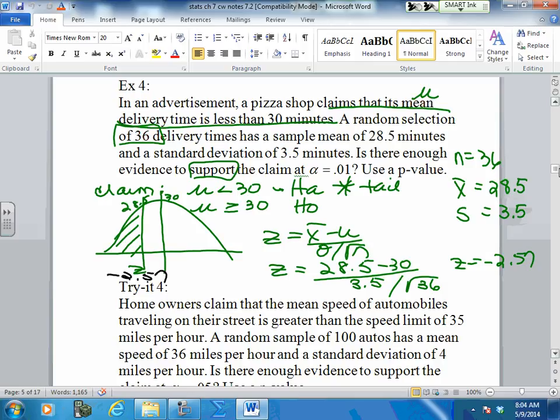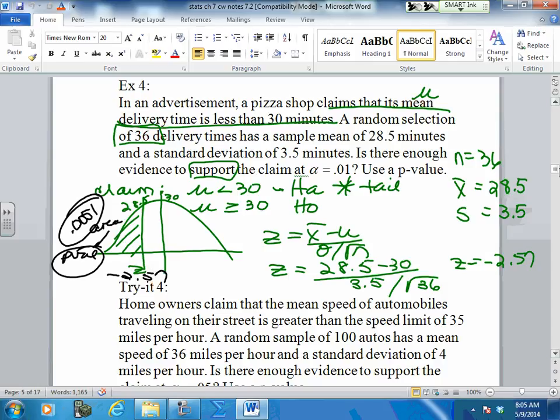So what's our next step? Good. Look it up in your table. We're going to look it up in your table, and we're going to find this area, which becomes your p-val. So look up your area in your table for a negative 2.57. 0.00. Good. 0.0051. This is your p-val. We did this all by ourselves this time.